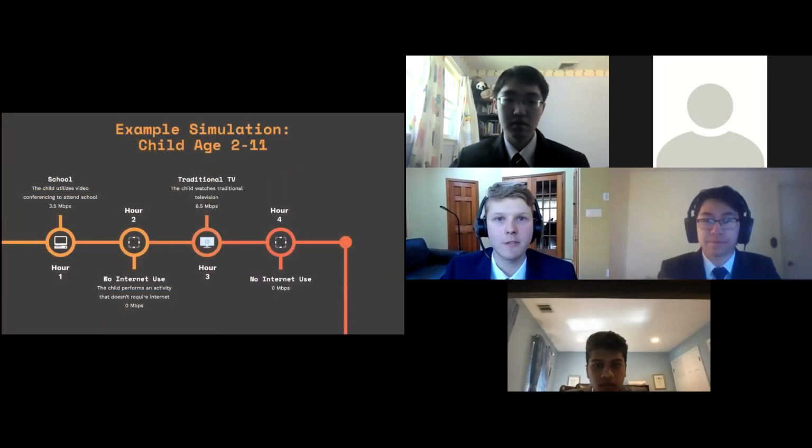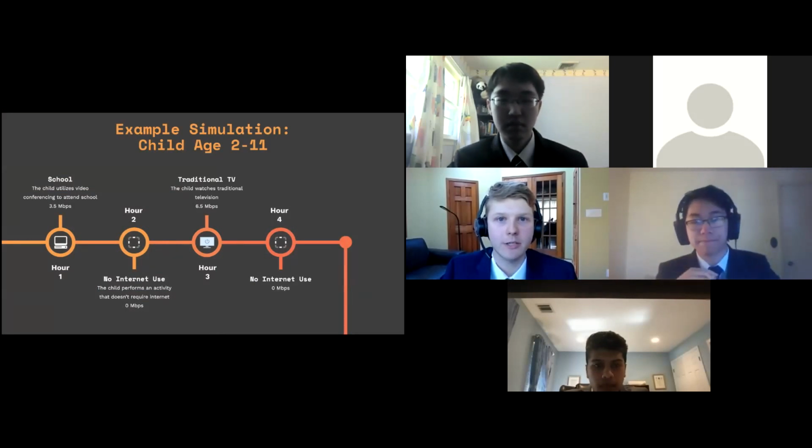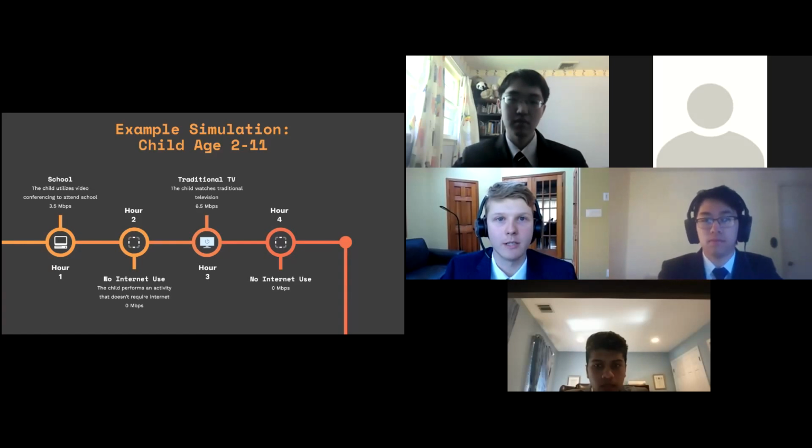Here we show a part of a simulation of bandwidth use for a 2 to 11-year-old over a week. In particular, this could have been used for scenario 1. In the first hour, the child uses video conferencing for school, which takes 3.5 megabits per second. In hour 2, the child doesn't use the internet, which takes 0 megabits per second. In hour 3, the child watches traditional television, which takes 6.5 megabits per second. And in hour 4, the child doesn't use internet, and again, there's 0 megabits per second internet demand.